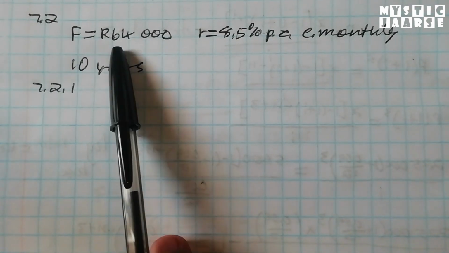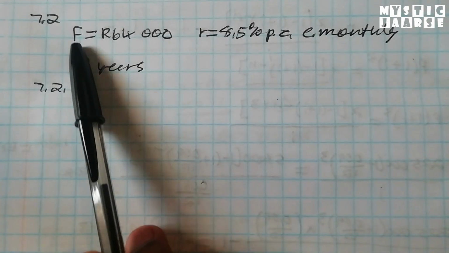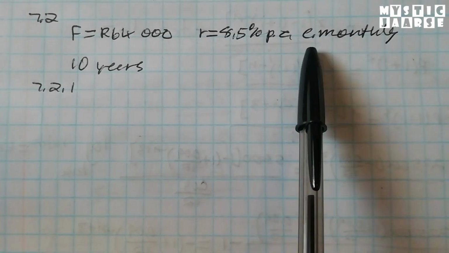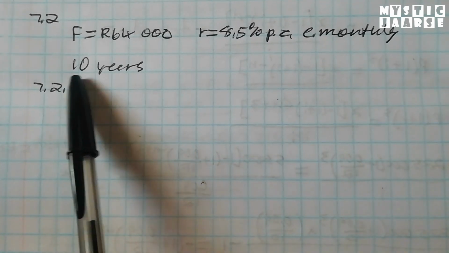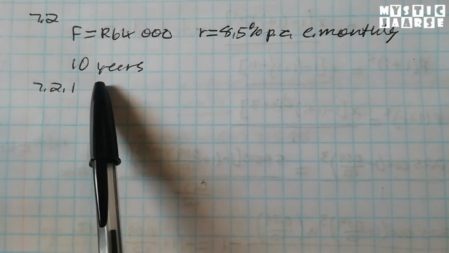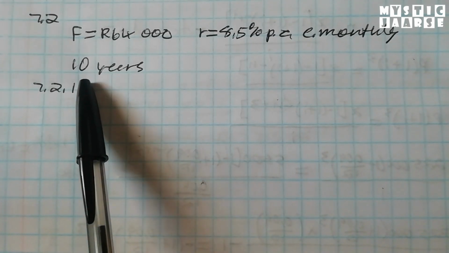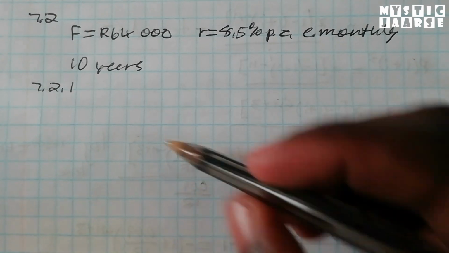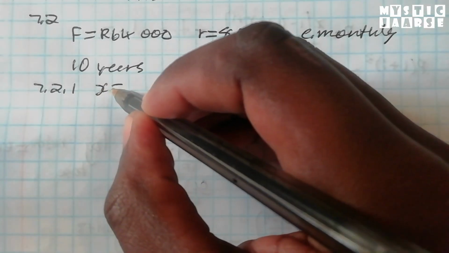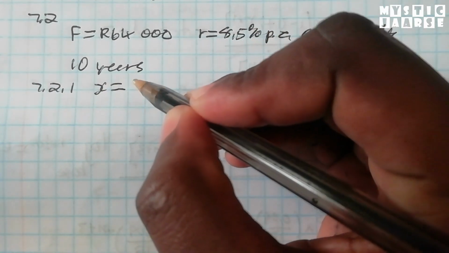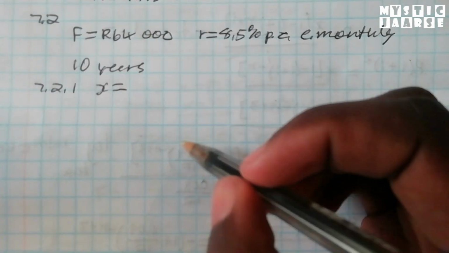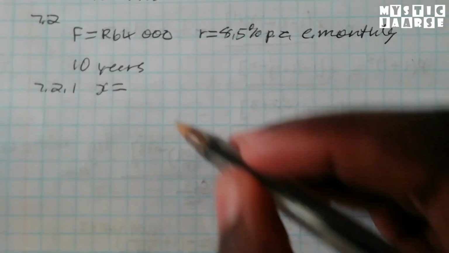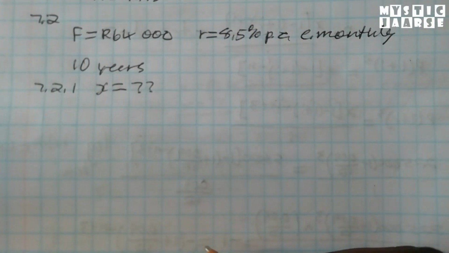Andile wants to have 65,000 rands in the future, so this is the future amount. The interest rate is 8.5% per annum compounded monthly, and the investment period, or the amount of time that Andile takes to save up 65,000 rands, is 10 years. So they're asking us to find the amount of money that Andile will pay towards this investment for 10 years. So this is the amount of money that he will be paying each month. So we are solving for x.